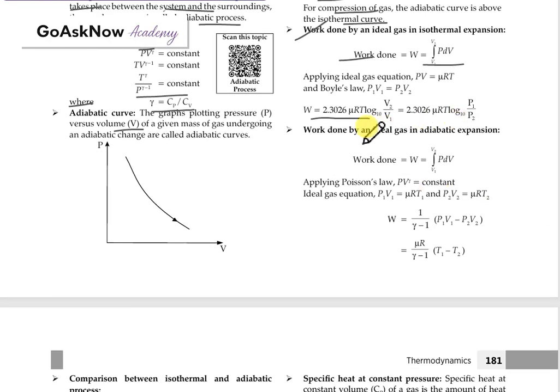This is the work done by an ideal gas in isothermal expansion. Now, the work done by the ideal gas in an adiabatic expansion. Here, the work done W remains the same, but here Poisson's law has to be applied, along with the ideal gas equations P1 V1 is equal to mu RT1 and P2 V2 is equal to mu RT2. Then we get W is equal to mu R upon (gamma minus 1) times (T1 minus T2). This is the required work done in an adiabatic expansion.